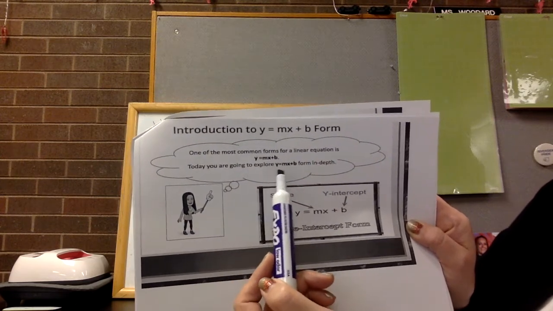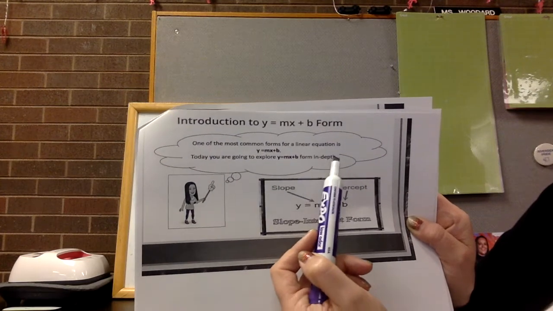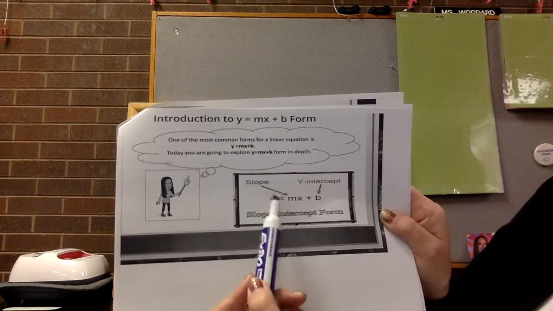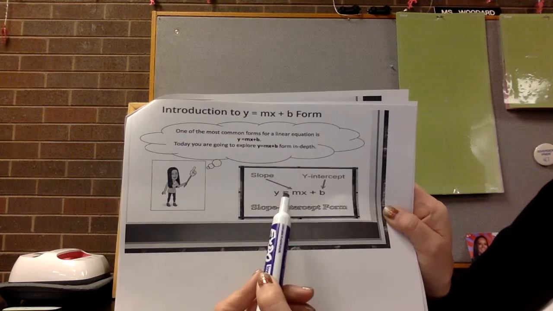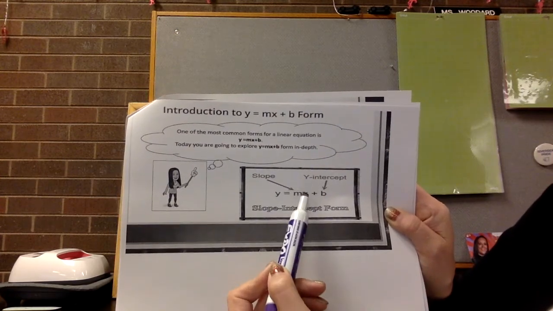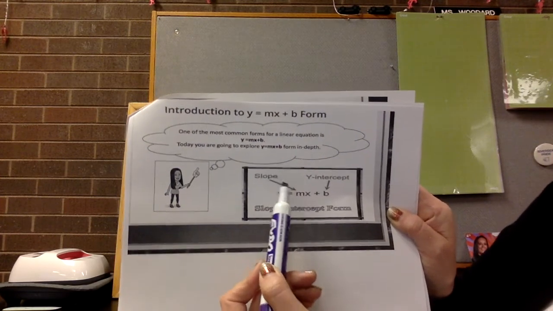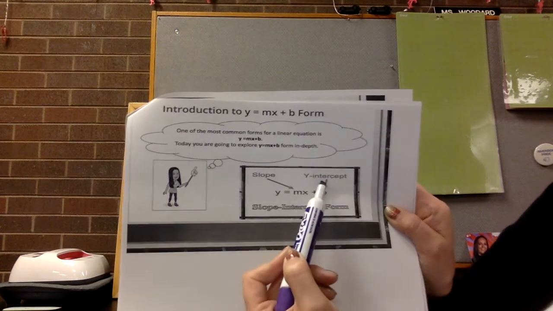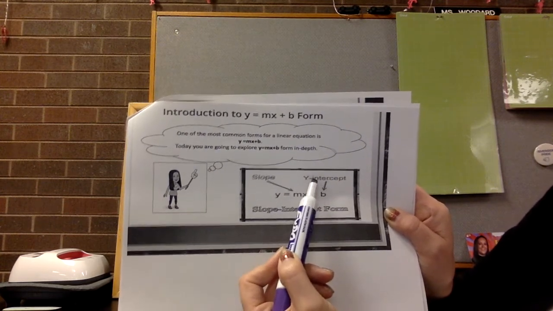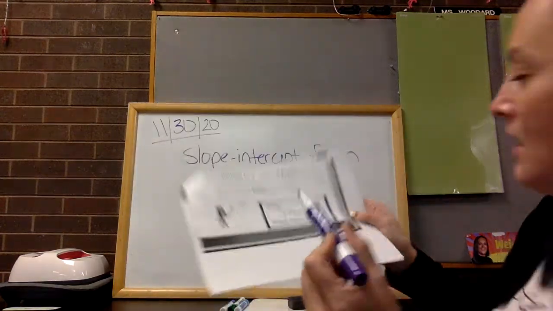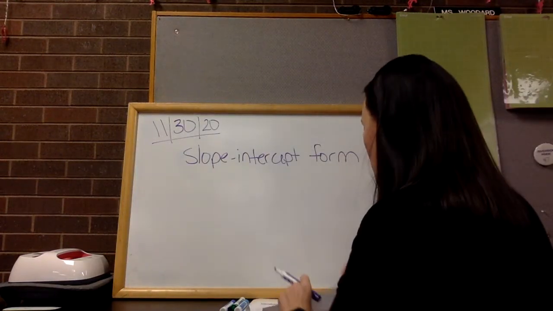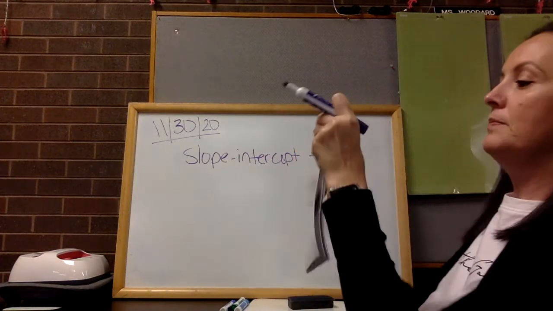Today you're going to explore y equals mx plus b form in depth. So we're going to look at this form a little bit more, y equals mx plus b, and remember that the m represents your slope. That's always going to be some value there. And then the b is going to represent where it crosses the y-axis, your y-intercept. So slope intercept form looks like y equals mx plus b.